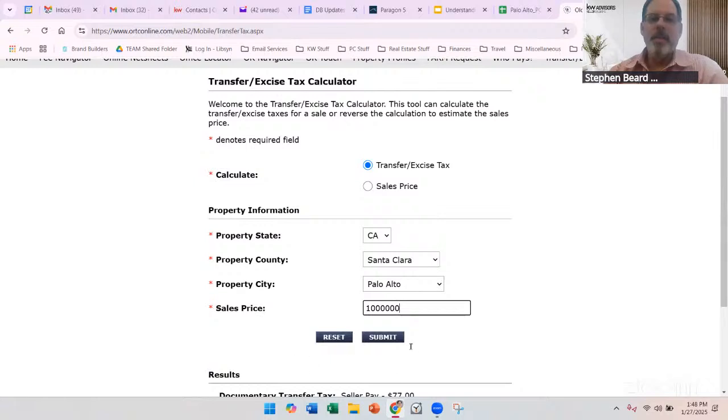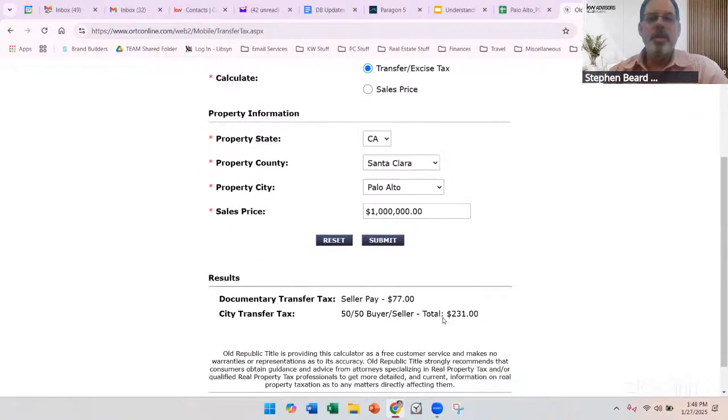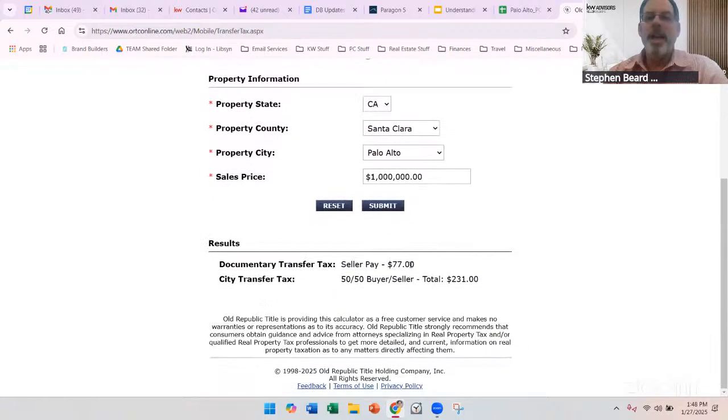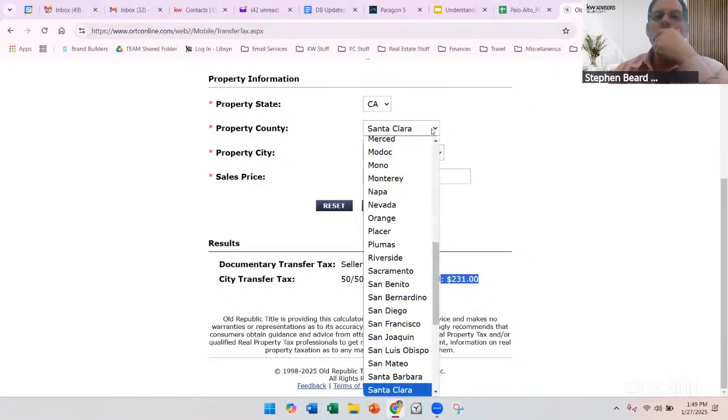And then we click submit. And the result is the seller's paying very low. City transfer tax is only $231. Yeah, that's the county one. 77 and 231. That's a very low transfer tax. The gross number is very low, only $231. Well, let me show you what I mean.